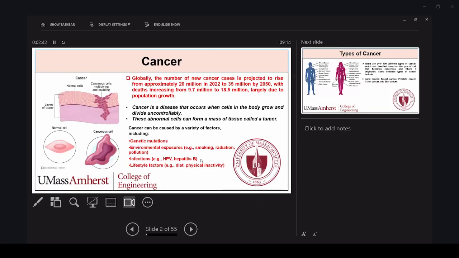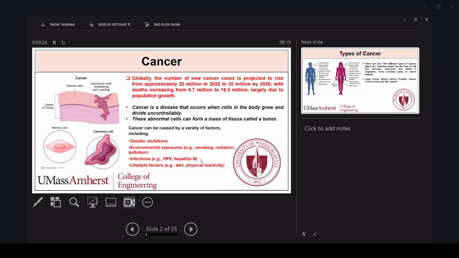To start with, we all know cancer is a deadliest disease or disorder, right? But we actually do not know how exactly it is deadly. Globally, the number of new cancer cases is projected to rise from approximately 20 million in 2022 to 35 million by 2050. Can you imagine, almost a 15 million increase, with deaths increasing from 9.7 million to 18.5 million. From these numbers, you can imagine how deadly it is spreading in the current scenario.